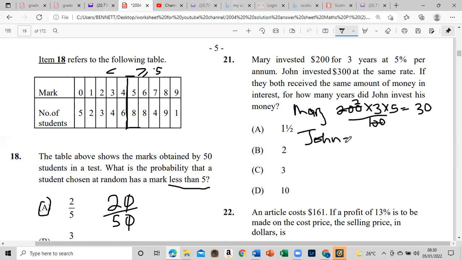Remember it's P times T times R. The rate, give you the order, right? That's a percent. All right, I'll make John one now. It said John invested $200, but he got $20, right? So it's simply interesting that John got those $20, but he invested $200. They say the same rate, so that's 5%. And you're looking for time.